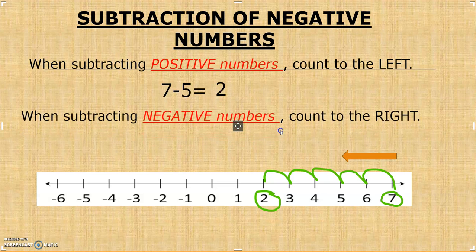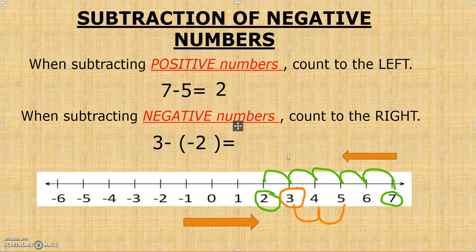But when subtracting negative numbers, count to the right. Here is our example, 3 minus negative 2. Let's ignore the signs and just focus on the given numbers. We have 3, then count to the right by 2. We're counting up by 2, so we have 5. So 3 minus negative 2 is 5.